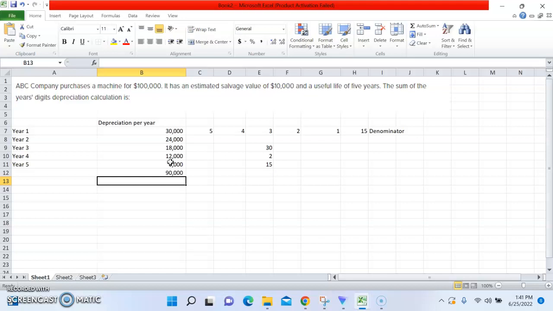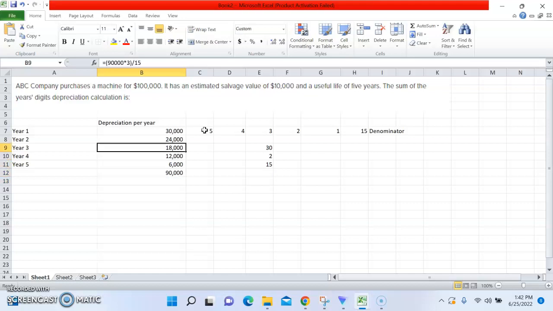It's a little bit weird when you first do it because it's much different than the other ones. But if you follow these steps, you got to calculate the denominator first. And remember, it's 5 plus 4 plus 3 plus 2 plus 1 if the estimated useful years of life is 5. Now, if it's 3, it's going to be 3 plus 2 plus 1, which would be 6. If it's 2, it's just going to be 2 plus 1. If it's 10 years, it's going to be 10 plus 9 plus 8 plus 7 plus 6, and so on. You see where I'm going with this.